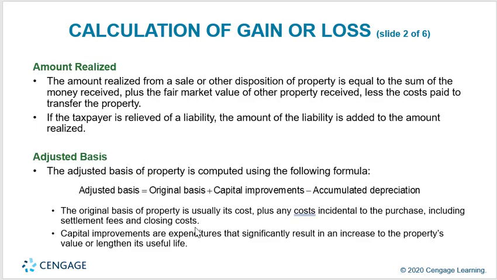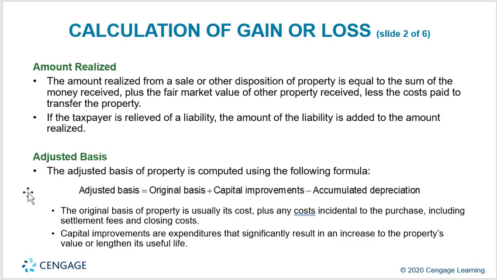So the amount realized from a sale or the disposition of property is equal to the sum of the money received plus the fair market value of the property received, less the cost paid to transfer the property. If the taxpayer is relieved of a liability, the amount of the liability is added to the amount realized.